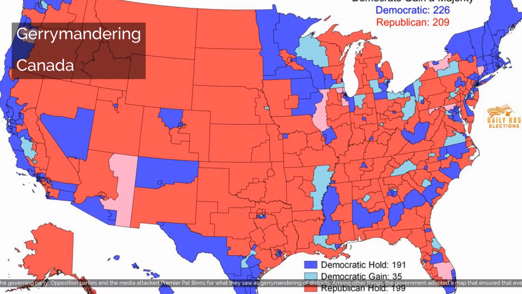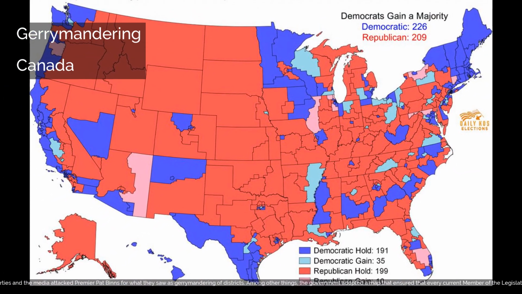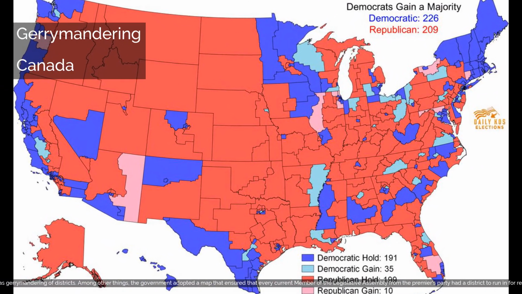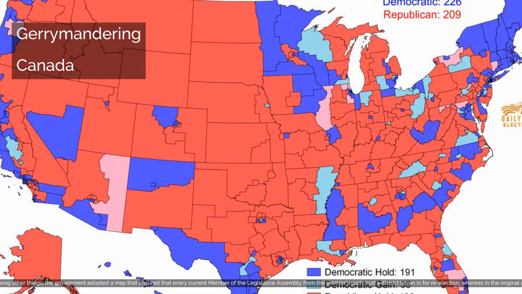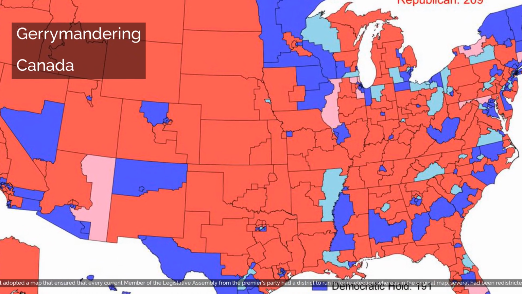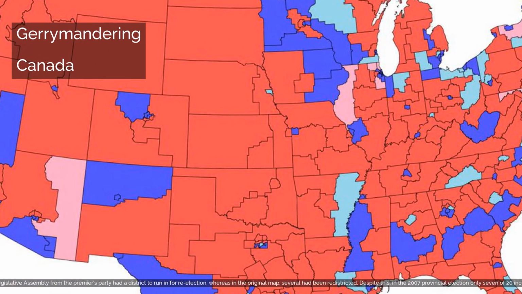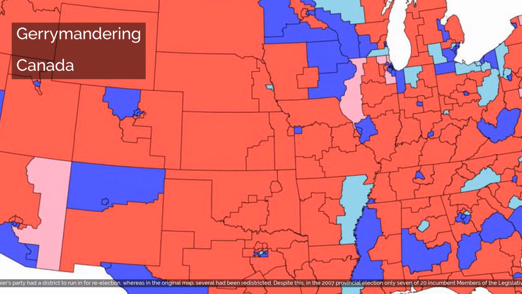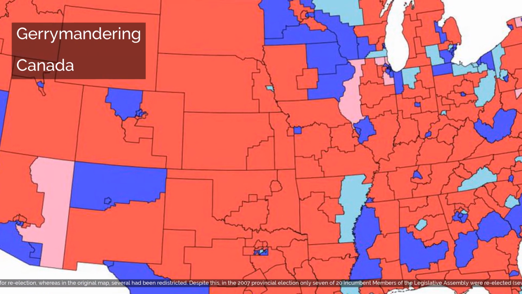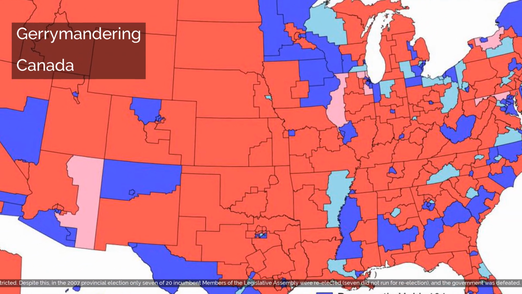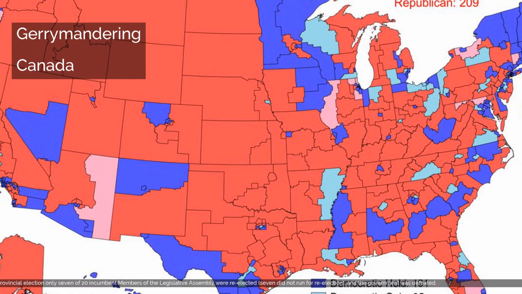Among other things, the government adopted a map that ensured that every current member of the Legislative Assembly from the Premier's party had a district to run in for re-election, whereas in the original map, several had been redistricted. Despite this, in the 2007 provincial election only 7 of 20 incumbent members of the Legislative Assembly were re-elected, 7 did not run for re-election, and the government was defeated.